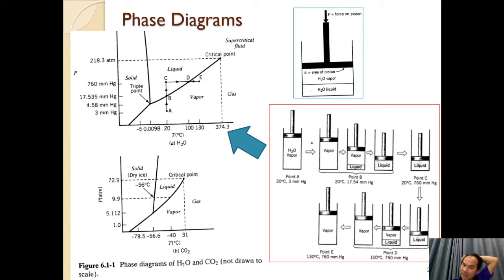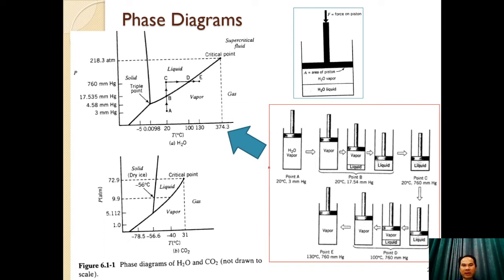We have the cylinder and piston. If you compress the piston, you compress the vapor, the volume of the water vapor will decrease until you reach some point, and the vapor will change to the liquid phase. And also if you expand, or reduce the pressure, at some pressure it will change from liquid to gas phase.